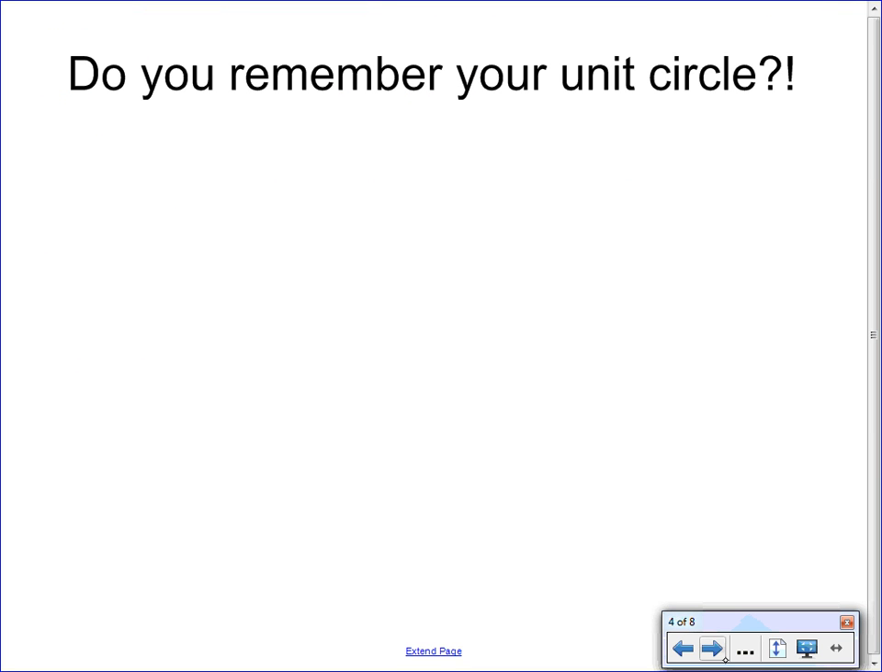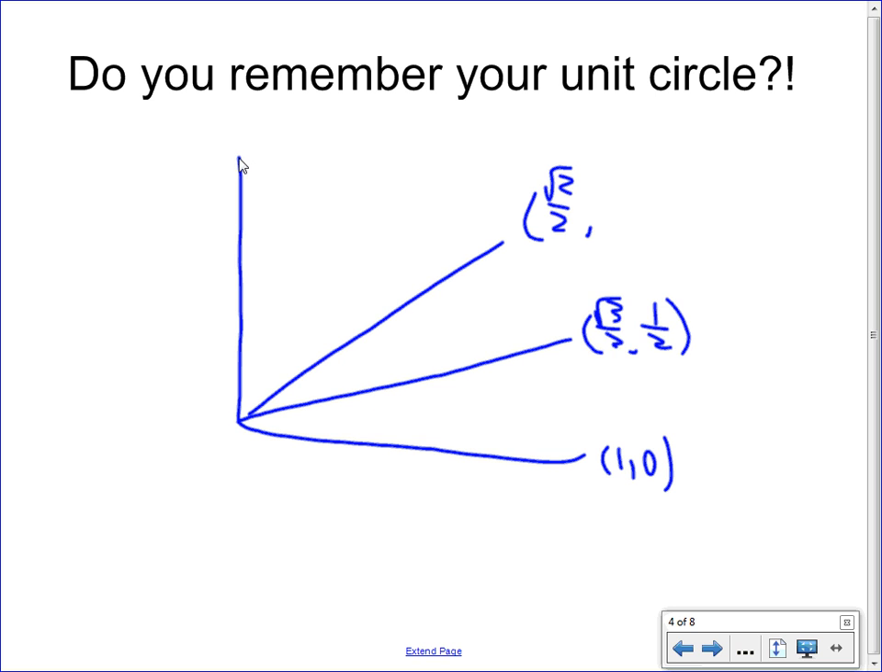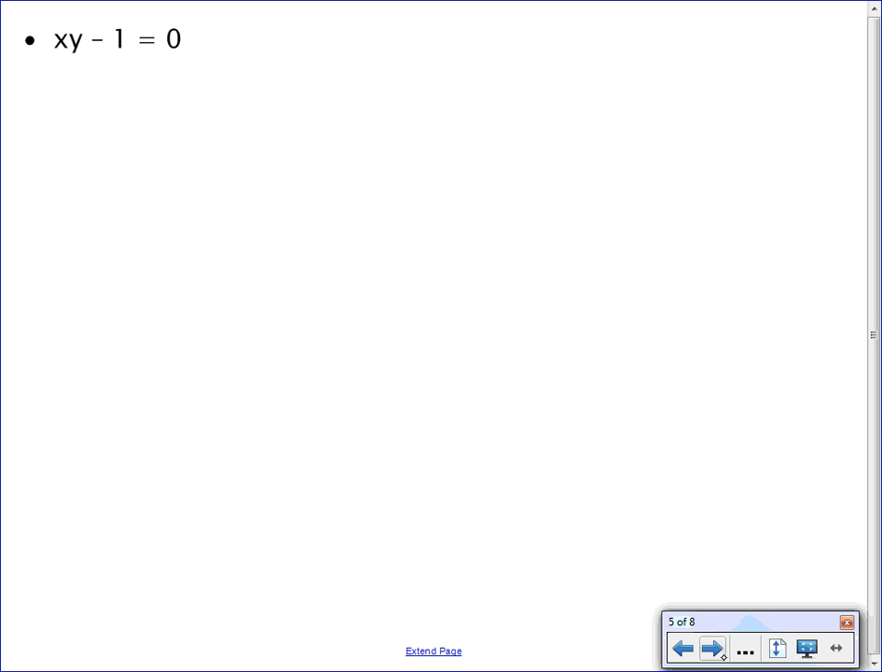Do you remember your unit circle? First coordinate at 0 degrees, we're at 30 degrees, 45 degrees. Okay. Let's do it.